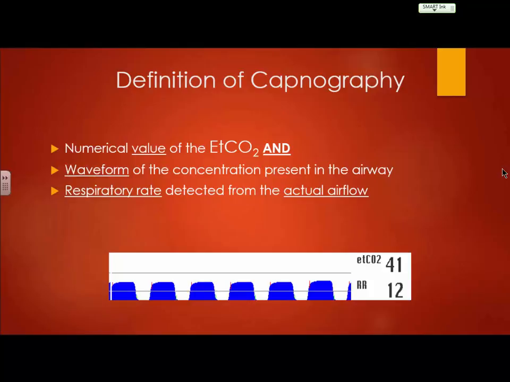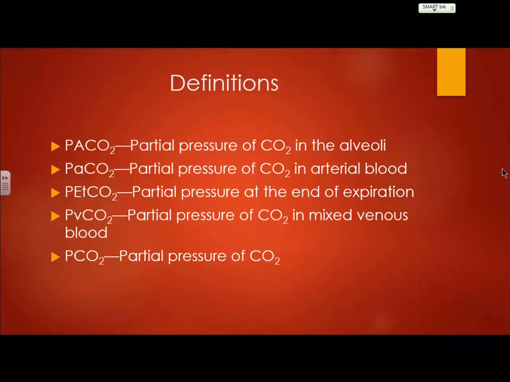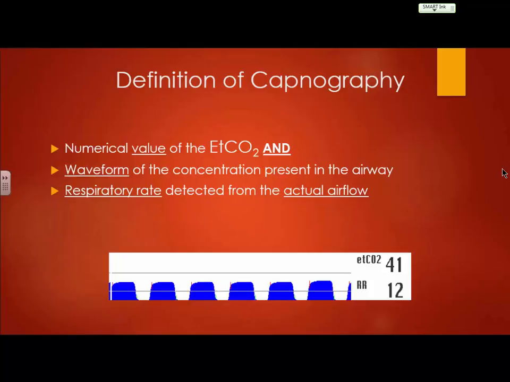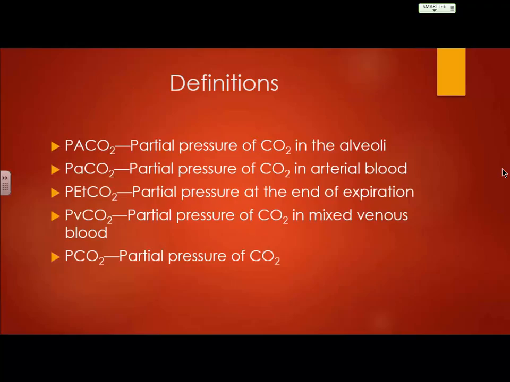Your respiratory rate is detected from the actual airflow, so what's going in and what's going out, we know that. But what I really want you to understand, especially when we get into looking at waveform, is that this waveform is a measurement of the concentration of CO2, all right? So this waveform is measuring the amount of CO2 that comes out. Does that make sense? Yes. So when you're inhaling, you actually aren't going to get anything. When you exhale, that's when it spikes up and comes down, okay?